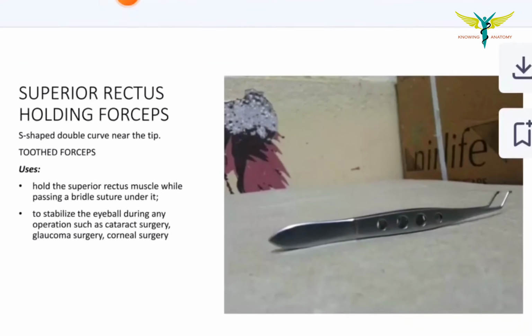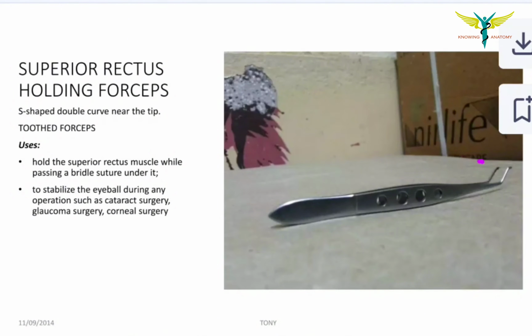The superior rectus holding forceps. It has an S-shaped double curve near the tip and these are tooth forceps. At the tips, these forceps have teeth for holding. Uses: to hold the superior rectus muscle while passing a brittle suture under it and to stabilize the eyeball during any operation such as cataract surgery, glaucoma or corneal surgeries.